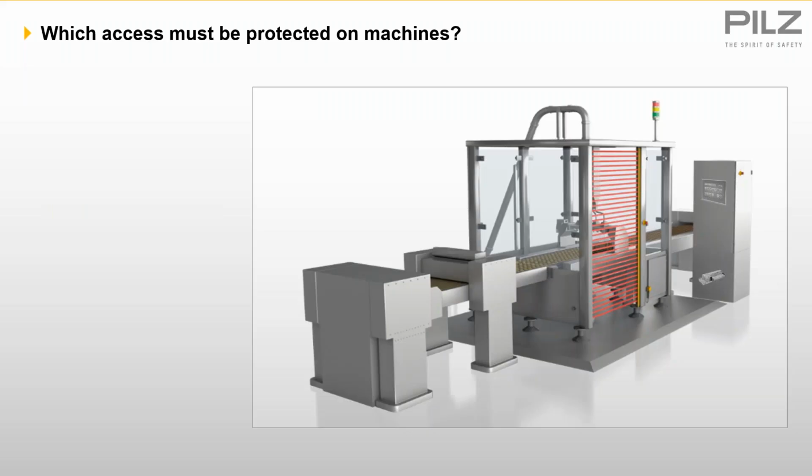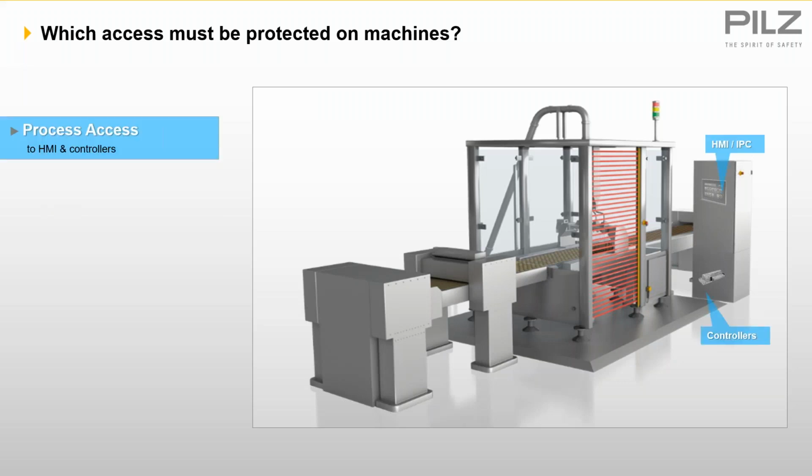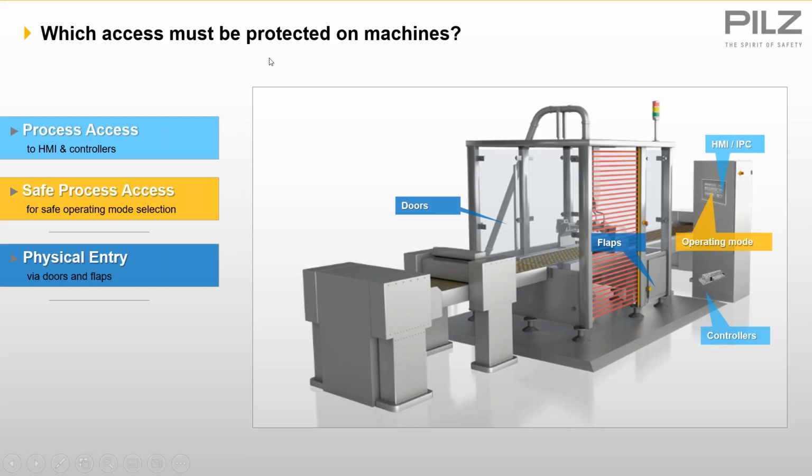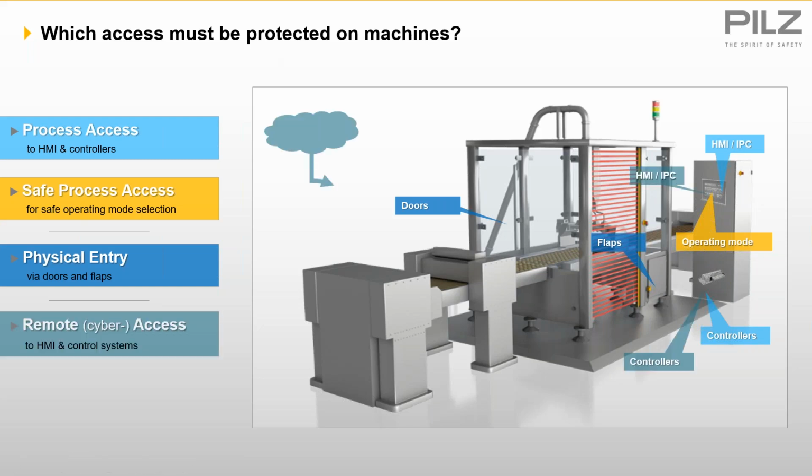So which access must be protected on machines? We need to look at process access. So this is who has the ability to gain access to HMIs, your controllers, PLCs, etc. Safe process access. So this is safe operating mode selection. How can we change the machine from one mode to another in a safe manner? We have physical entry, which would be via doors and flaps. And then we have remote cyber access. So again, to HMIs, PLCs, but remotely via cyber attacks.